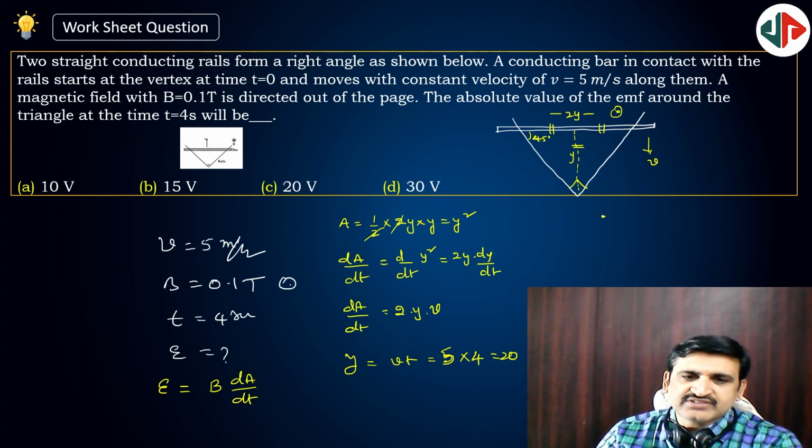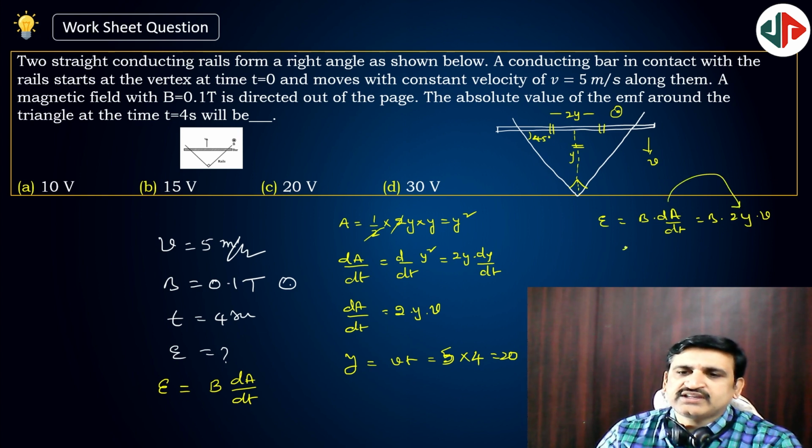Now EMF is equal to B into dA by dt, is equal to B into 2y V, right? Because dA by dt is 2yV. So EMF is equal to B value, 0.1, into 2 into 20 into velocity 5.